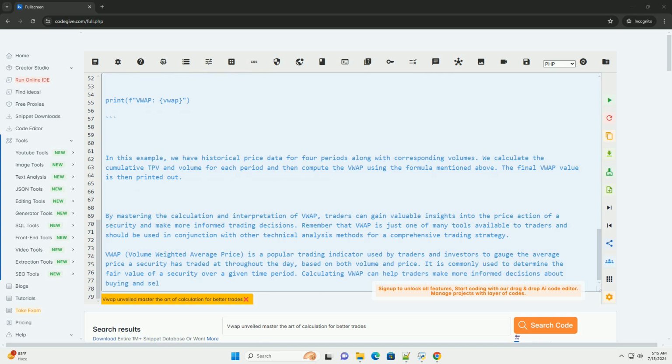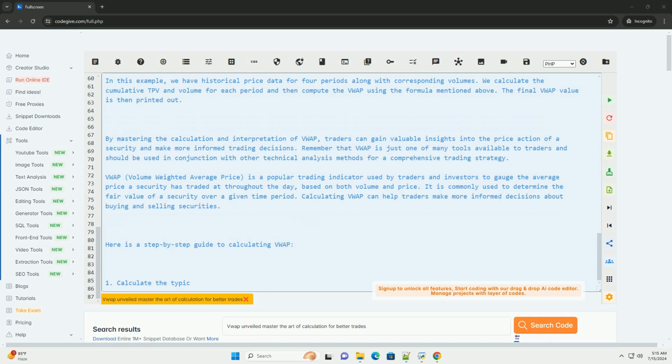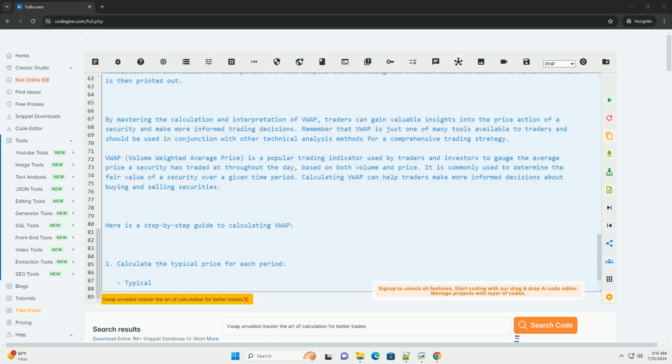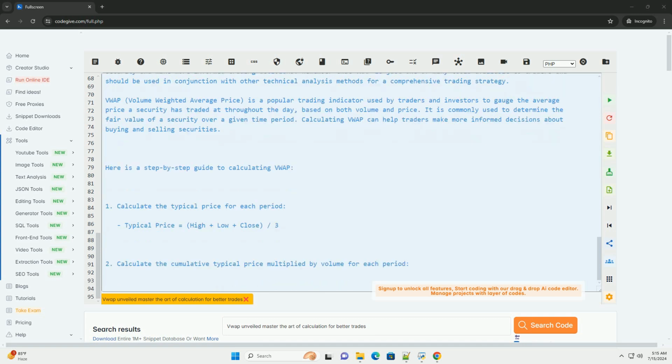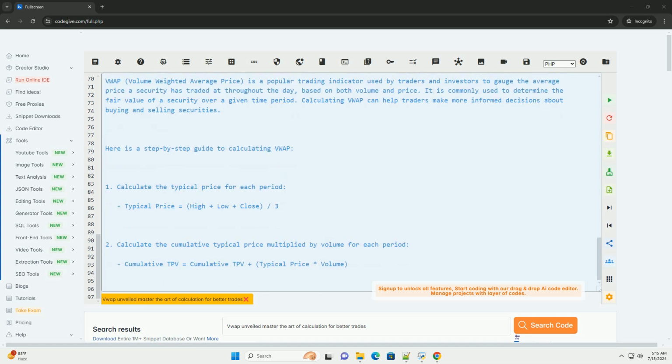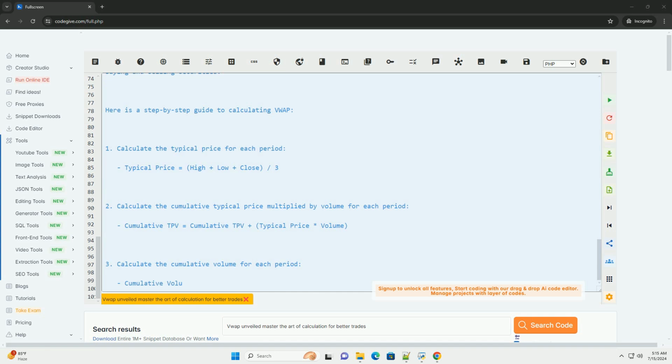Here's a simple example of calculating VWAP in Python. In this example, we have historical price data for 4 periods along with corresponding volumes. We calculate the cumulative TPV and volume for each period and then compute the VWAP using the formula mentioned above. The final VWAP value is then printed out.